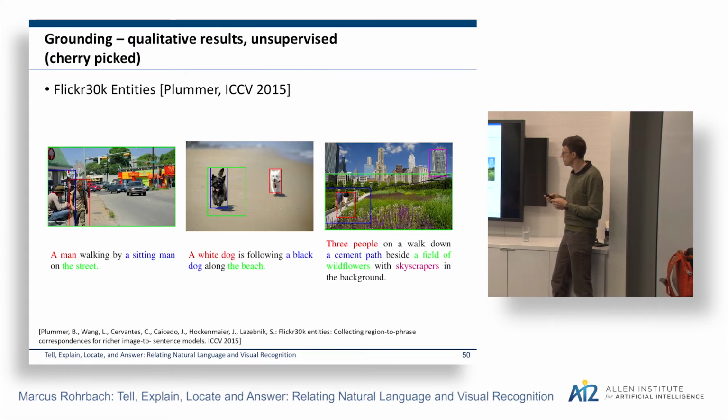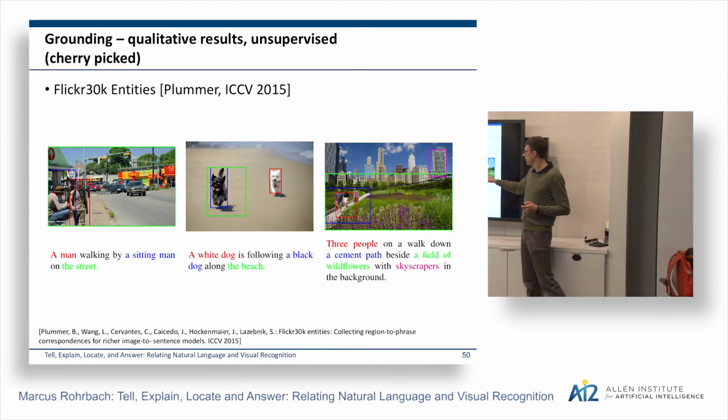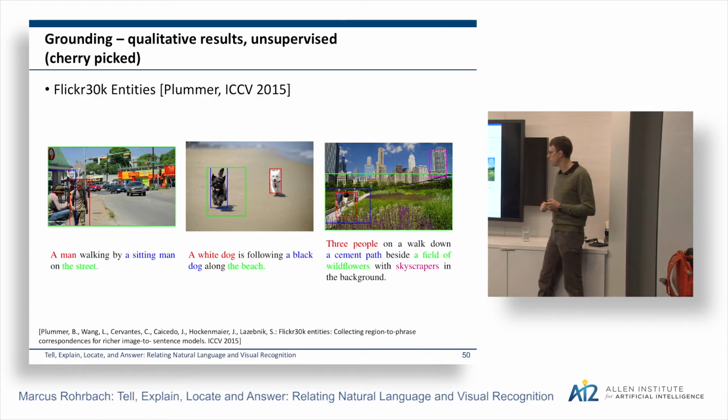Let me just show some qualitative examples for this task here on the Flickr30K Entities data set. For example, for a man walking by a sitting man on the street, we get them all correct. A white dog is following a black dog along the beach. Here the beach is not fully correct, and there are also more examples.